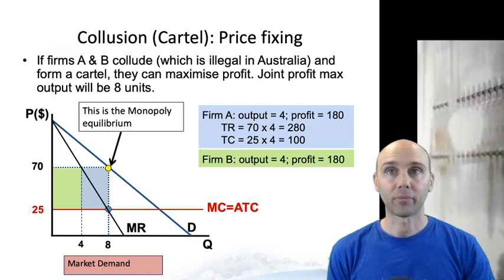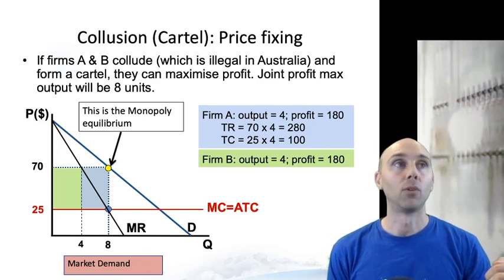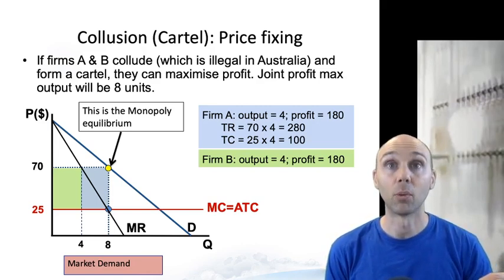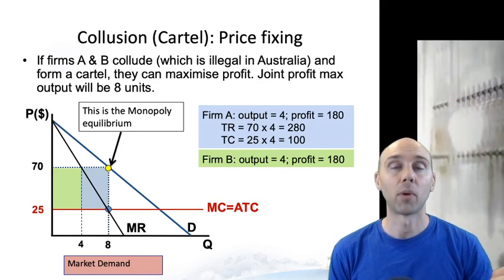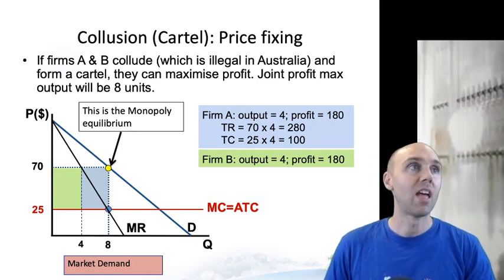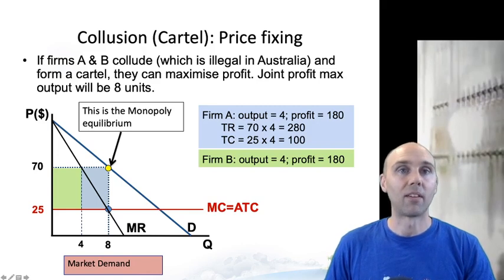So we can combine their marginal cost curves, look at the market demand curve, do our usual profit maximization method of setting marginal cost equal to marginal revenue, find where that sits on the demand curve, find the price, find the profits. The profits here make up that large rectangle.